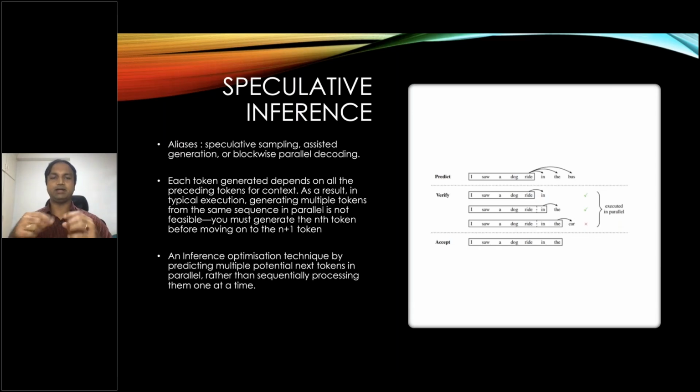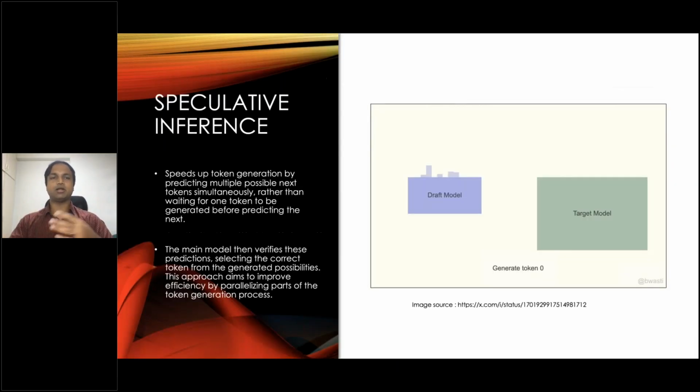So here the idea is maybe a smaller model looks and spits out all these multiple tokens in parallel, and all of these are verified by a bigger model. All the corrected ones are given back to the model itself. The rejected ones are discarded. In this way, you have multiple parallel lines running, one for generation, one for verification, and it all comes together. This is how speculative inference works.